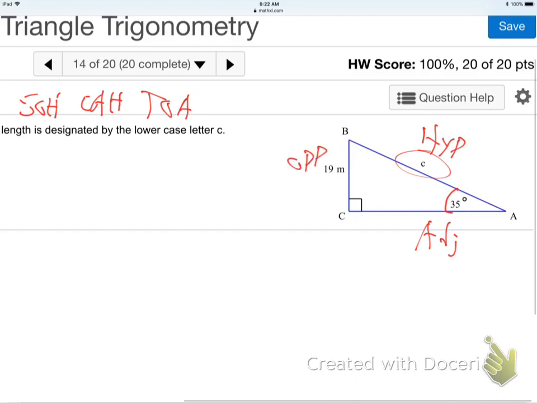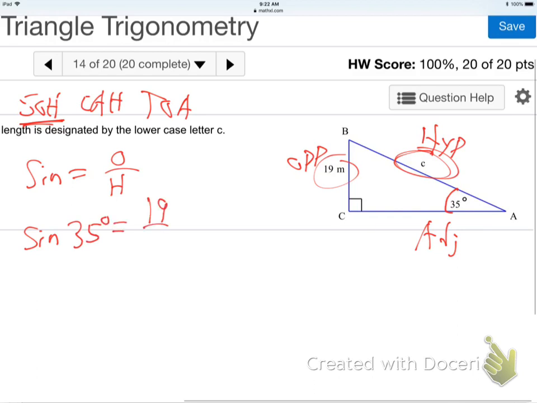This is the opposite. So how do you know which ones you want to use? Well, the C is the one they want you to find, and the 19 is the one I know. So you take the one you know and the one they want. That is opposite and hypotenuse. Which of those on Sohcahtoa has opposite and hypotenuse? Sine. So the sine of 35 degrees is opposite 19 over hypotenuse C.